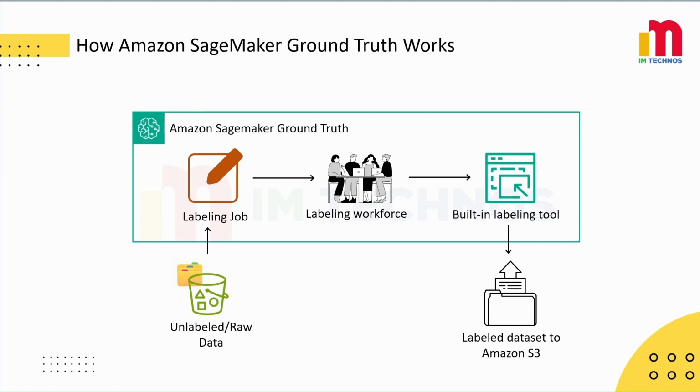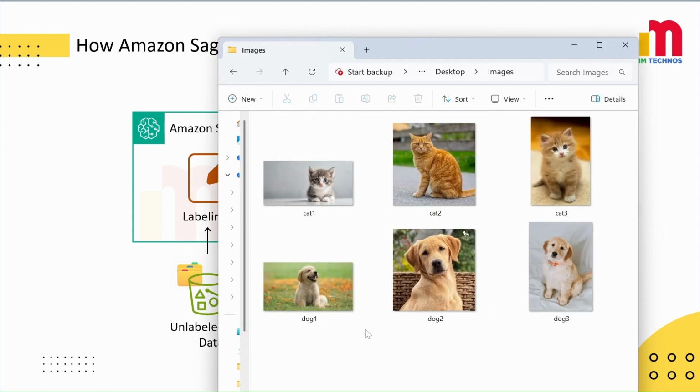Before we start with the hands-on demonstration, let's first look at the dataset we will use. For this example, I have prepared a small dataset containing 6 images. 3 images contain cats and 3 images contain dogs. In a real machine learning project, we usually work with thousands or even millions of images. But for demonstration purposes, we will use a small dataset so that we can clearly understand how Amazon SageMaker Ground Truth works. Right now, these images are just raw data.